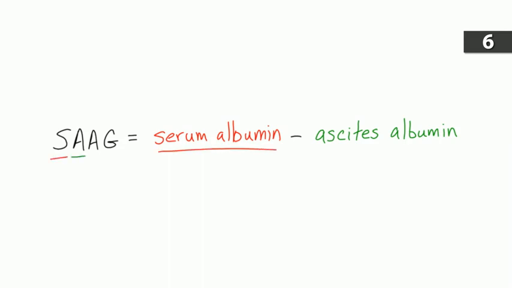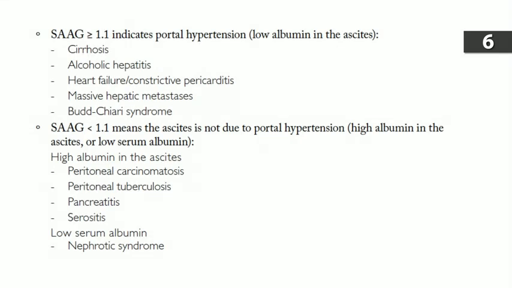So serum albumin comes first, then you subtract the ascites albumin from that. So serum albumin minus ascites albumin. Now, if the SAG is greater than or equal to 1.1, that indicates portal hypertension from various causes: cirrhosis, alcoholic hepatitis, heart failure, constrictive pericarditis, massive hepatic metastases, and Budd-Chiari syndrome.